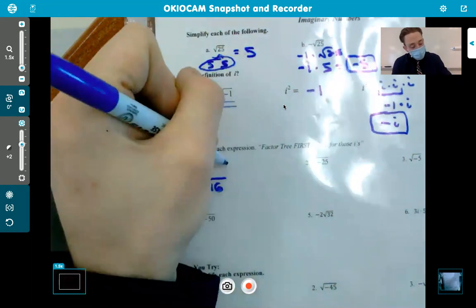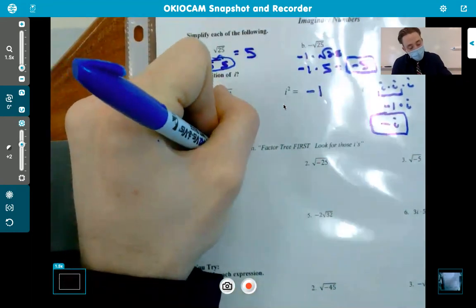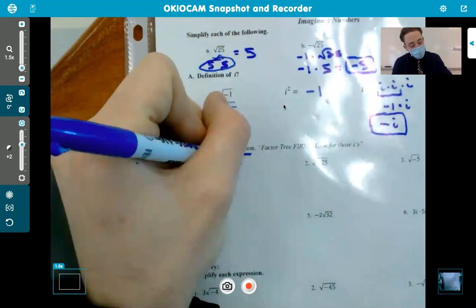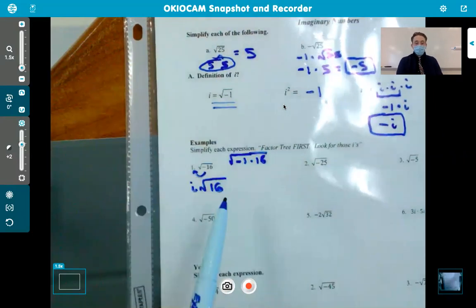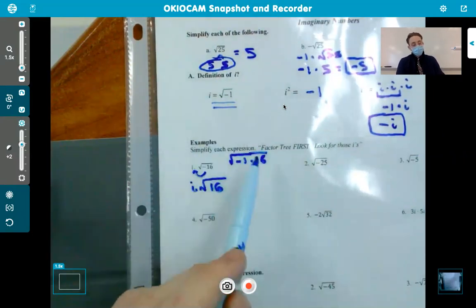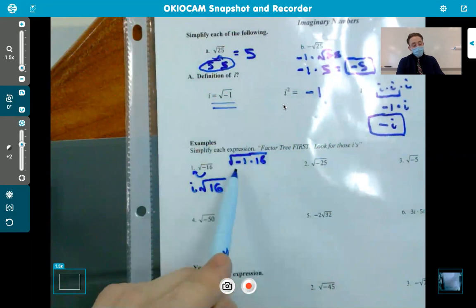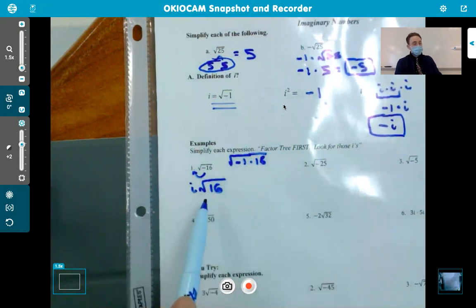Right? I can think about this off to the side. The square root of -16, I can think about as the square root of -1 times +16. Well, from our note up above, the square root of -1 is just I. So I'm going to take that out. I'm left with I square root of 16. It's going to help me simplify my expression further.